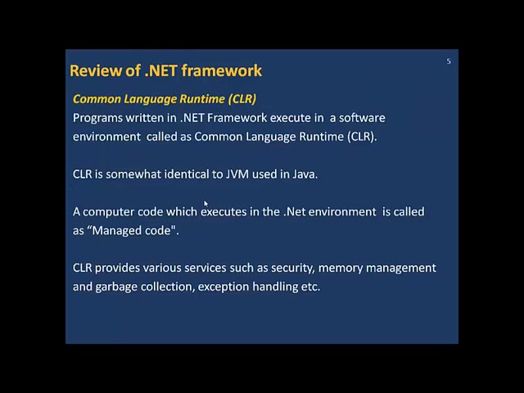Common Language Runtime. Programs written in .NET Framework execute in a software environment called the Common Language Runtime. CLR is somewhat identical to the Java Virtual Machine used in Java. JVM compiles the source code into an intermediate code called bytecode, and later this bytecode is converted into machine language. Identically, CLR compiles the source code into an intermediate code called the Microsoft Intermediate Language code. This MSIL code is later converted into machine language code.